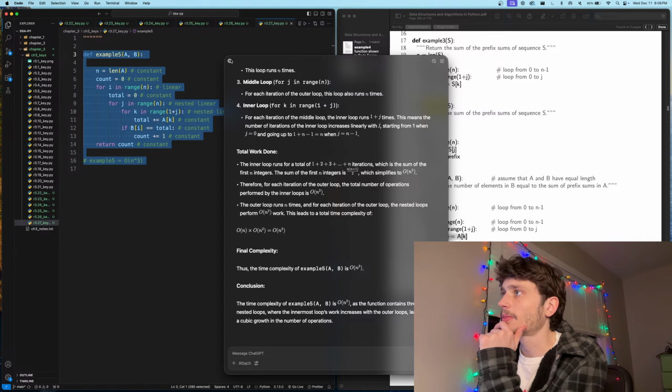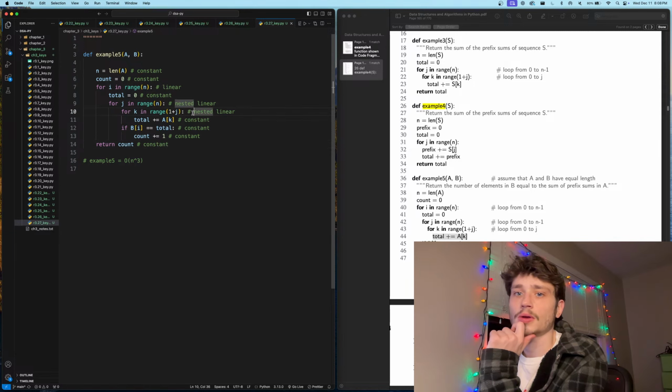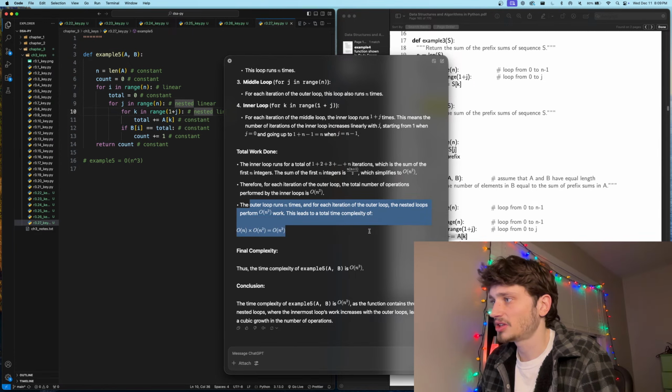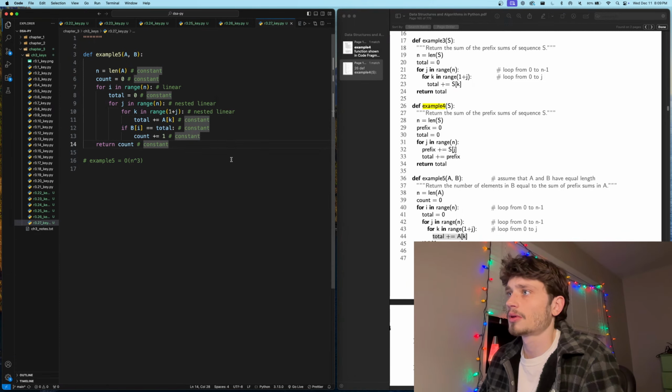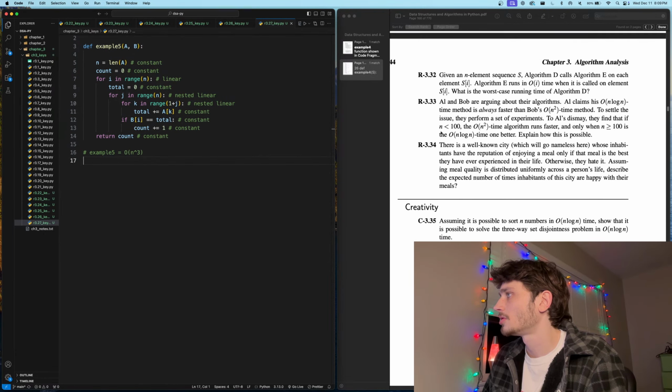Oh, interesting though. It's interesting that they bring up that this is n squared times n. Why is it n squared? The inner loop runs for a total of iterations the sum of n integers. The sum of n integers is always n squared. Therefore, for each iteration of the outer loop, the total number of operations performed on the inner loop is O of n squared. The outer loop runs n times, it's nested. For each iteration of the outer loop, the nested loops perform O of n squared work. This leads to a total complexity of O of n cubed. Okay. Interesting. All right. Cool. That took care of that problem.